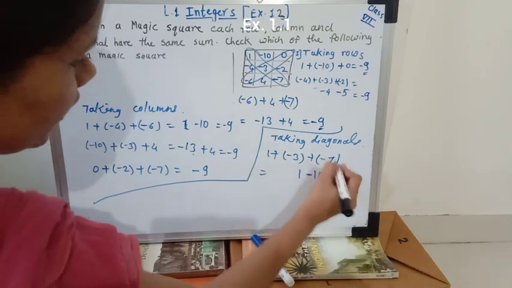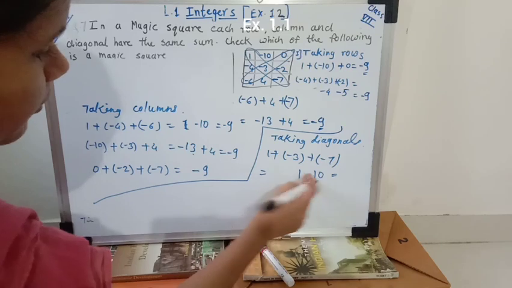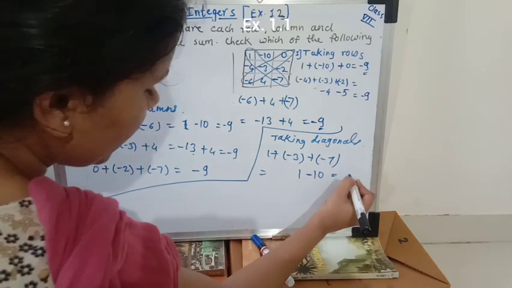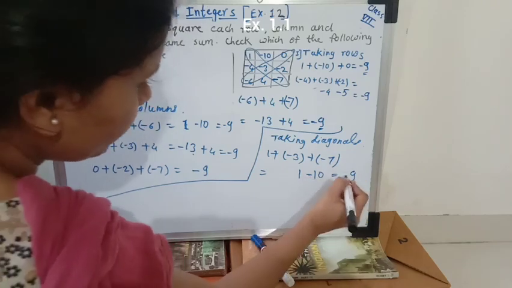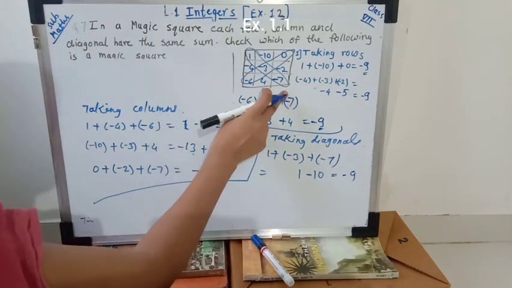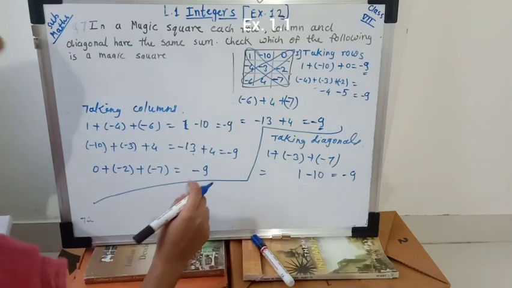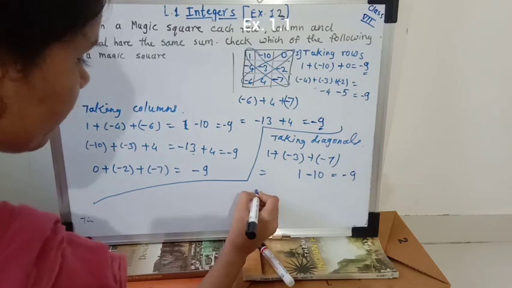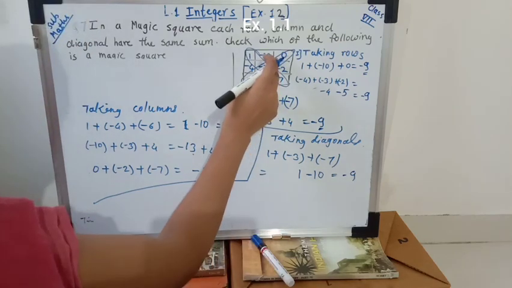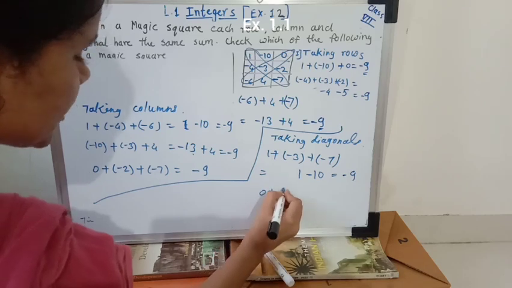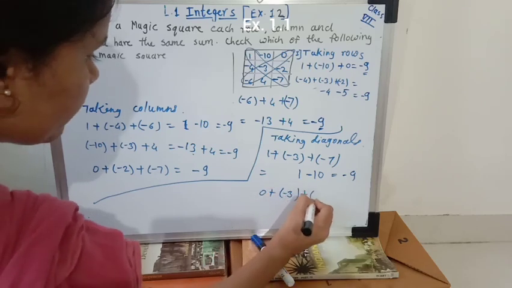1 is here. Now here 1 is a positive number and the other is negative, so we have to do the subtraction. So 1 minus 10 is equal to 9, give the sign of the bigger number, minus 9. So here we got the addition of the first diagonal as minus 9. Now the last one is remaining, let's do the addition of that one. So this diagonal is 0 plus minus 3 plus minus 6.